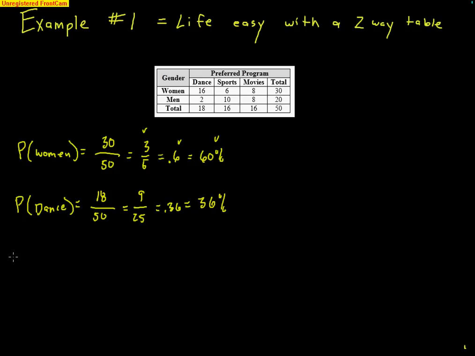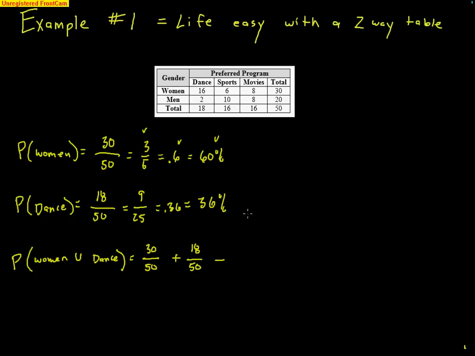But watch out. I could also ask you for this. I could say, what's the probability that somebody chosen is a woman, or, there's my U that means or, they like to dance. Okay, here's where I have to use my formula for or. So the formula says, let's start off with woman. What's the probability that somebody's a woman? Well, we already figured that out: 30 out of 50. That was easy. Plus the probability that somebody likes dance music. Well, 18 out of 50 people like dance music.